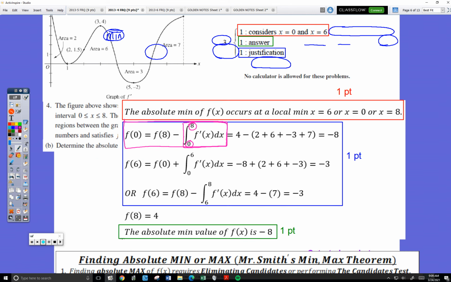Back to here. Now we have to have a way of finding the integral of f prime. We've been practicing this recently. This is a graph of f prime. I want to integrate that graph starting here, x equals 0.